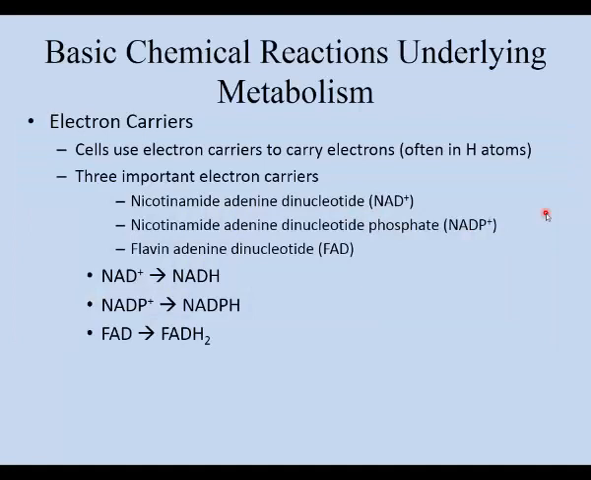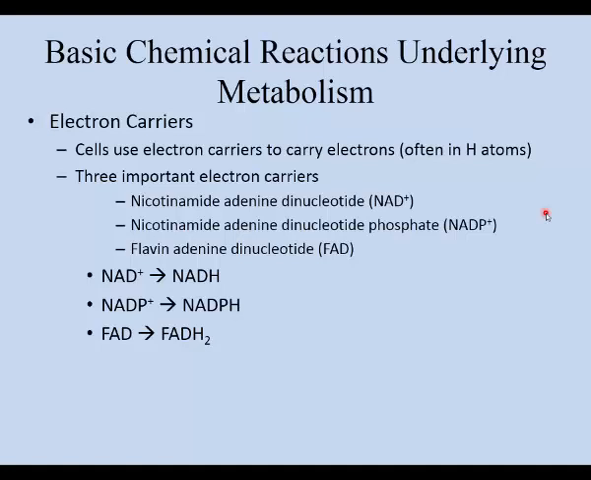So what we're going to see is that we have these molecules that are called electron carriers that are used in redox reactions. And so cells will use electron carriers to help carry electrons. They funnel electrons back and forth. A lot of times they'll use hydrogen atoms as the whole molecule, the electron with the hydrogen attached. And so there are three important electron carriers that act like taxis, moving electrons back and forth as needed.